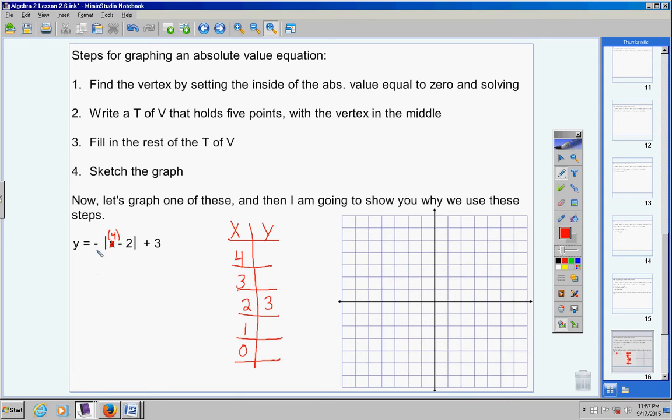Got it? So I have a negative sign. Then an absolute value. 4 minus 2. 4 minus 2, that's 2. Then bring down your positive 3. Got it? What's the absolute value of 2? 2. But there's a negative on the outside, so that's a negative 2, positive 3, and that would be a 1. Now, let's try the number 3.